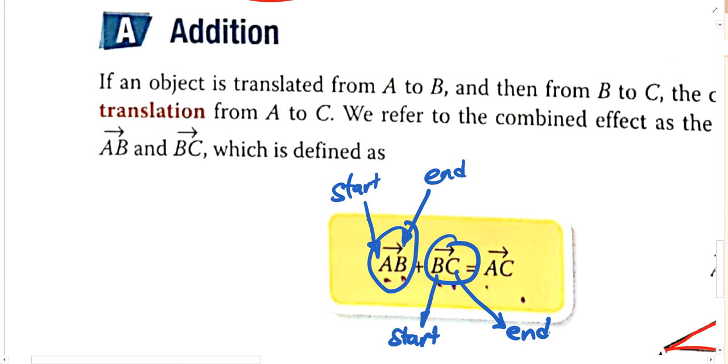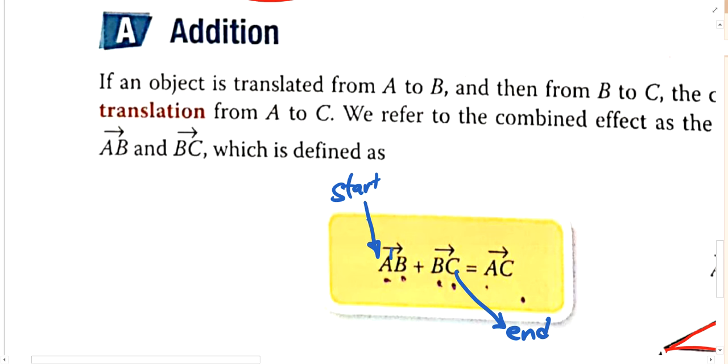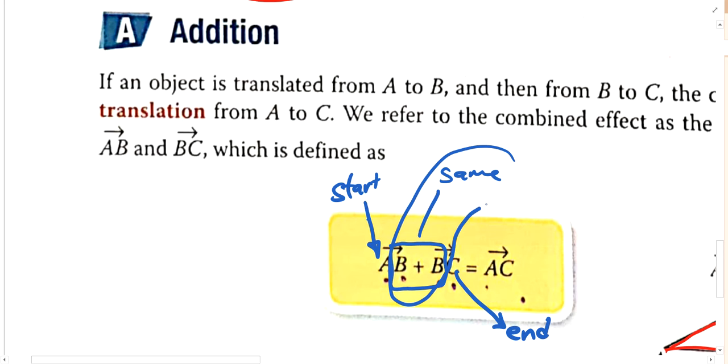Then what do you notice about the ending of AB and the starting of BC? Ending of AB and starting of BC. Same, right? It's the same point B, isn't it? Okay. These two are the same. So I started from A, I go to B, then from B I go to C. So effectively I'm going from A to C. So when these are the same, then I can remove it, leaving me with AC.